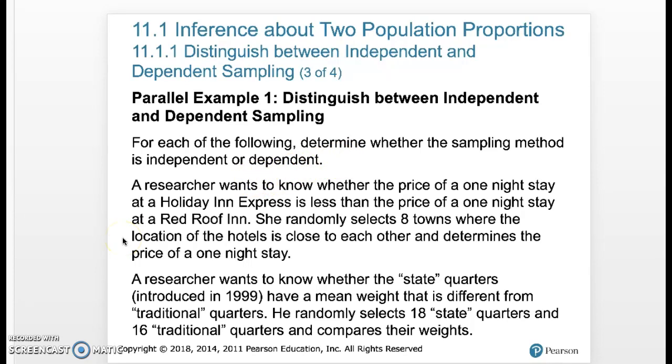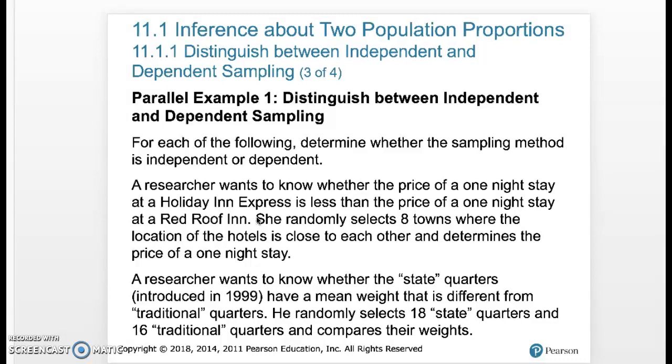Let's take a look at this first example. A researcher wants to know whether the price of a one-night stay at a Holiday Inn Express is less than the price of a one-night stay at a Red Roof Inn. She randomly selects 8 towns where the locations of the hotels is close to each other and determines the price of a one-night stay. So in this case, let's compare our two options. Our two options are going to be whether this is an independent sample or a dependent sample.